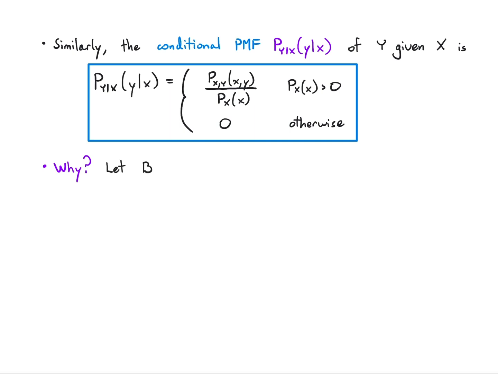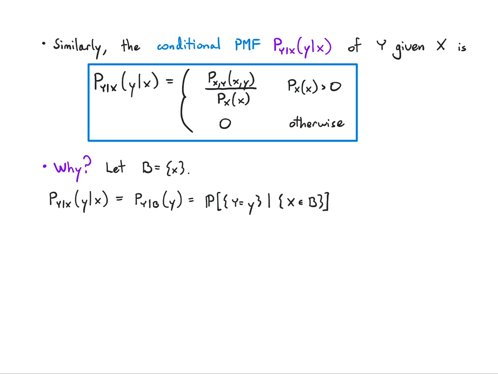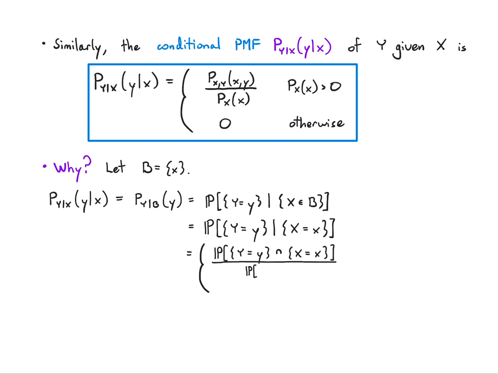Okay, so let's just check that this is true. So let's say that B is equal to little x. Okay, so it's the event that x is equal to little x. Then the conditional PMF is in fact the conditional PMF of this event B. And expanding that, that's the conditional probability that I see a value y given that I know that x falls into this set B, and B is just a single element, so it's x equals little x instead of x falling into B. And now from the definition of conditional probability, I have the intersection of these events divided by the probability of x whenever the probability of x is positive.